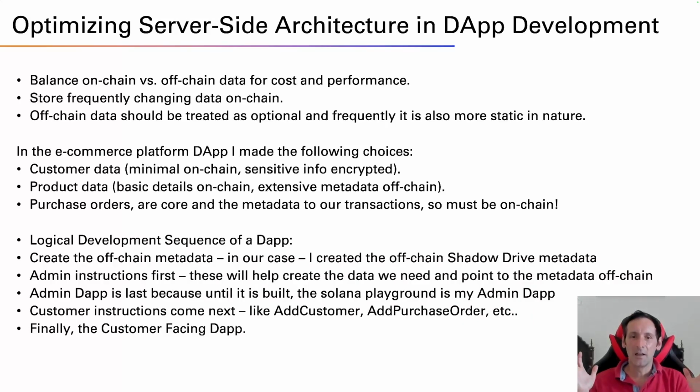And finally, I just wanted to briefly state that there is a logical sequence for developing a decentralized application. Things do not need to be done in this order, of course, but I found this helpful. First, you create the off-chain metadata, like the images you saw on the bottles of wine, and the JSON files associated with the process. Then you create the admin instructions, because the admin instructions are going to be creating data that your customer-facing instructions are going to need to function.